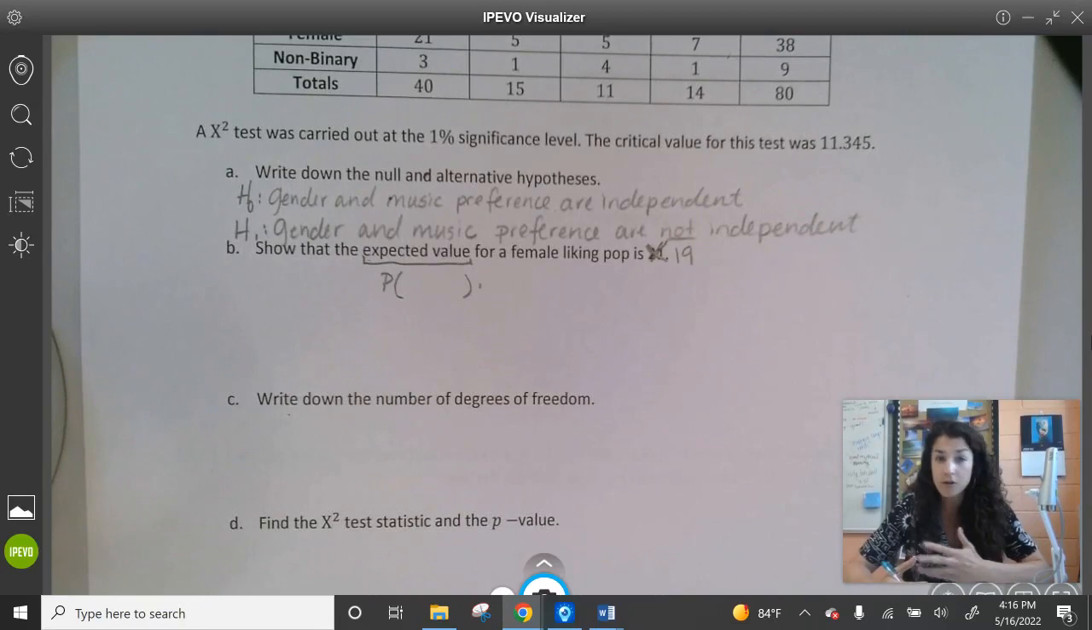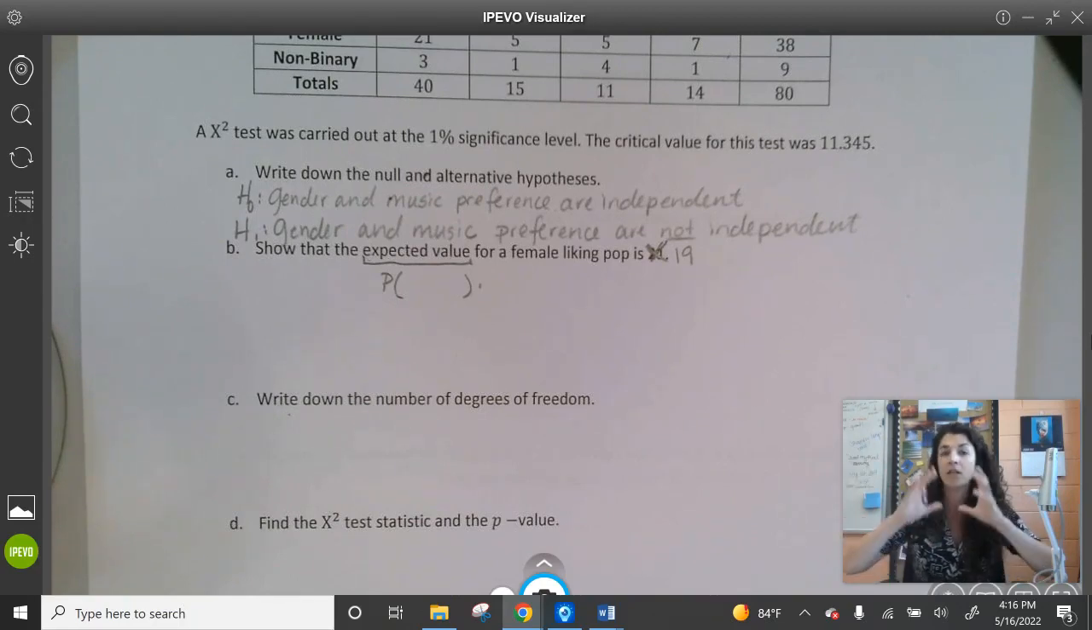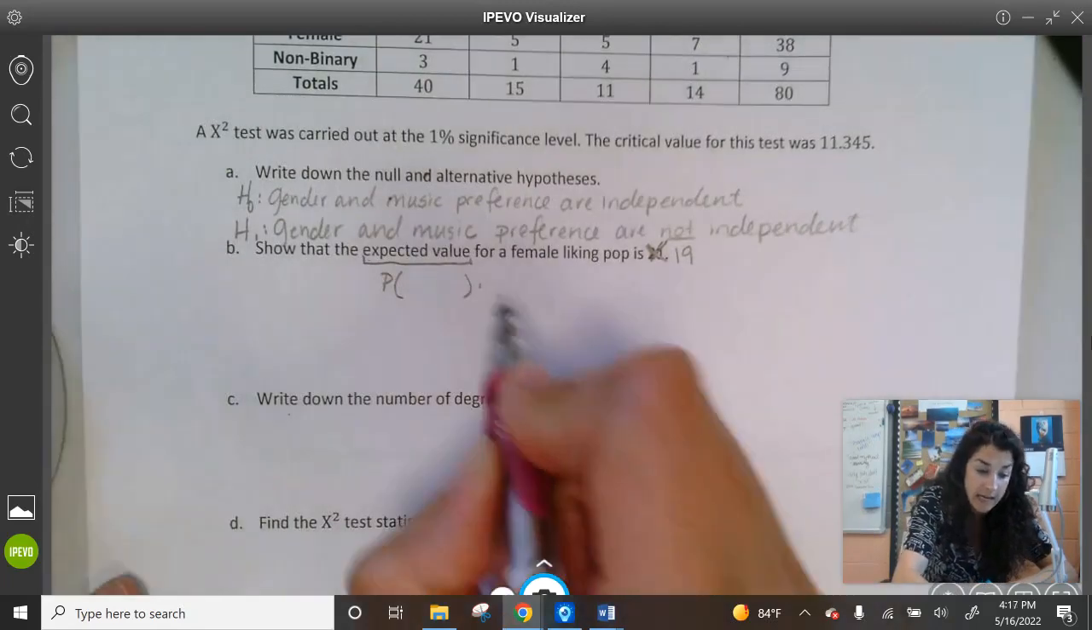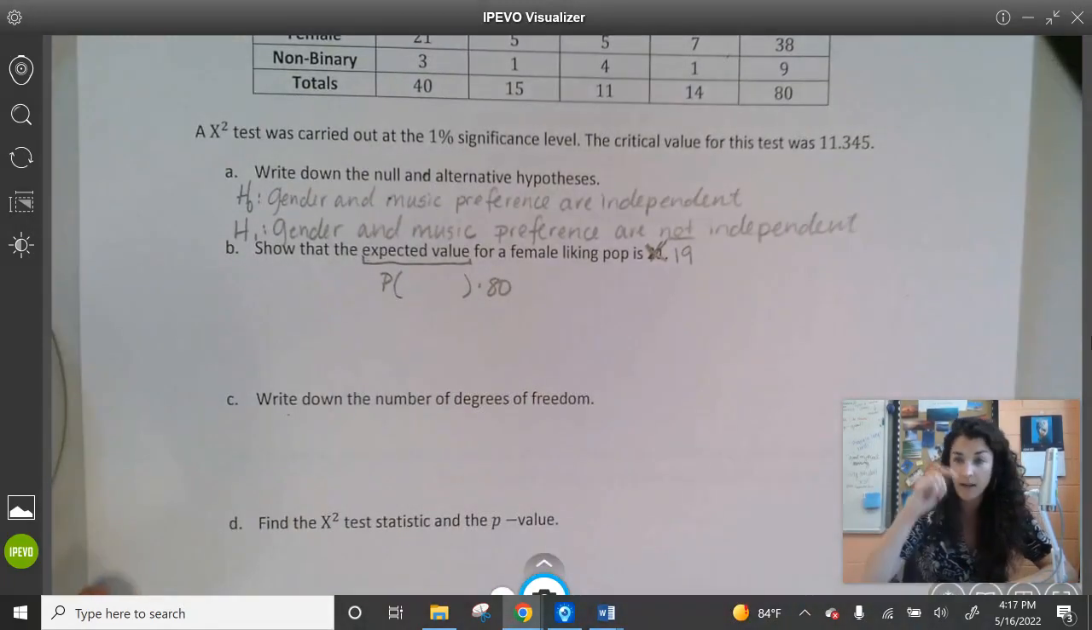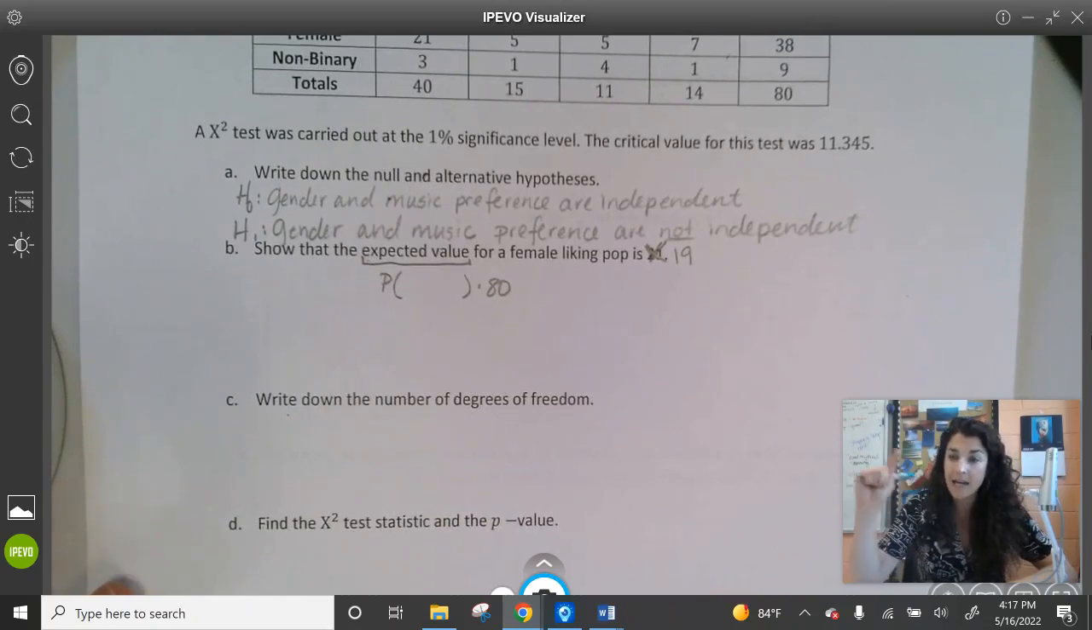So the same thing goes for any type of expected value, except when we're talking about probability distributions, we have to use our summation formula. But for the most part, anytime we're talking about an expected value, we take the probability of that opportunity and then multiply it by the total amount that we have. So the total amount that we have is 80, and it says it up top at the very beginning of the problem.